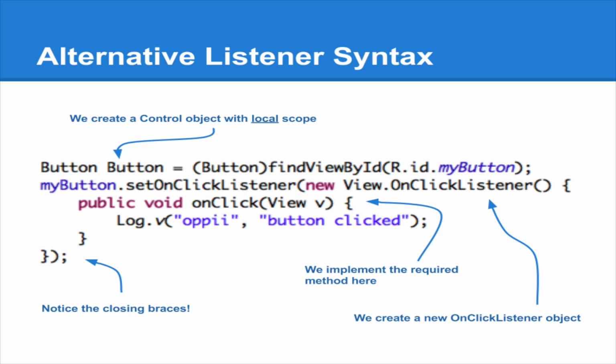So the great thing about this is I can create my button with local scope. So I haven't got to have this global button object. Because as soon as I create the button object, I'm assigning the click handlers to it immediately. I don't need to have that persistence. So if we look at this one, I create my button, find view by ID, and then straight away I say my button dot set on click listener. Again, you've done that before. New view dot on click listener.